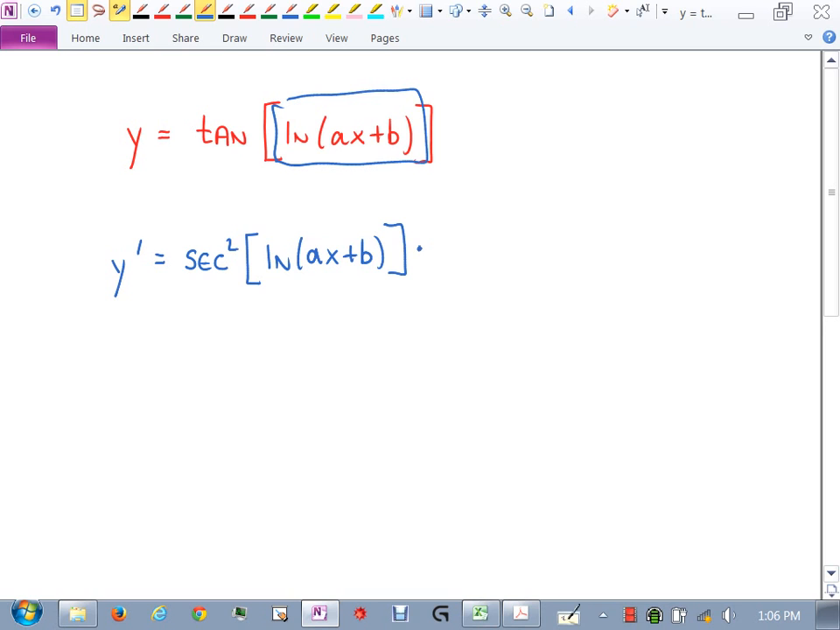Then times the derivative of what was inside tangent. So forget the tangent. Now we have the derivative of natural log of something, which is 1 over that something. Then, continuing chain rule, inside here is ax plus b. The derivative of ax plus b is a, right? If that said 4x, the derivative would be 4. If that said 10x, it would be 10. If that said pi x, it would be pi. So if it's ax, it's just a. And then the derivative of b is 0. So just put that a on top of that, maybe slide that whole thing out in front of the secant squared, you're done.